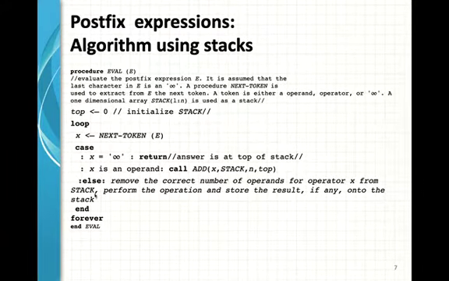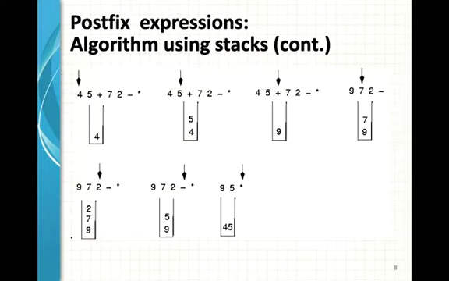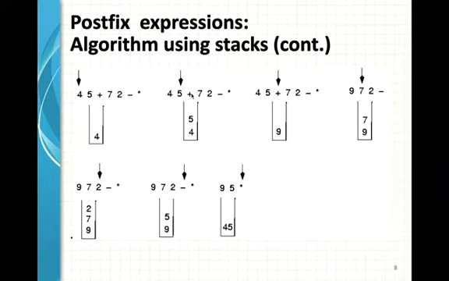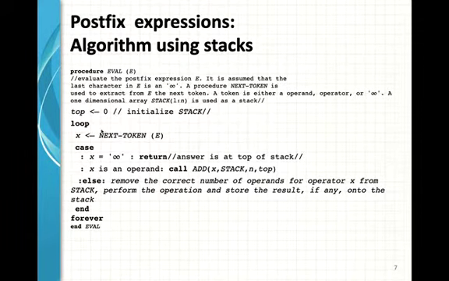Else, this x is not an operand, not an infinity, then what to do? Again here, we are going to find an operand. Since 5 is again an operand, we are pushing it in the stack. Now the next token is plus. It is not an operand, so we have something to do. What is that something? Remove the correct number of operands.